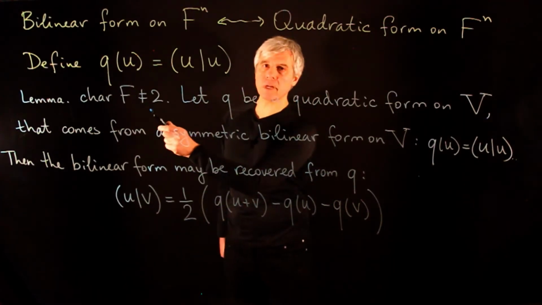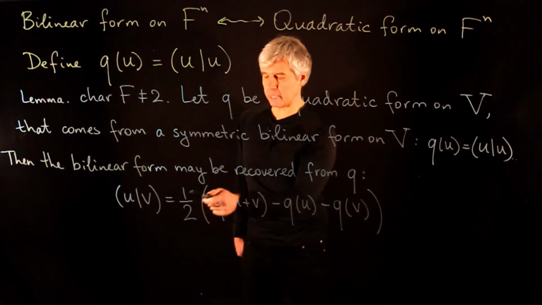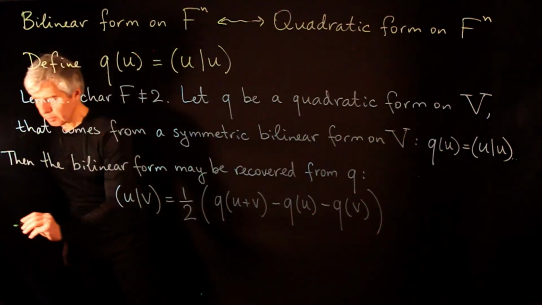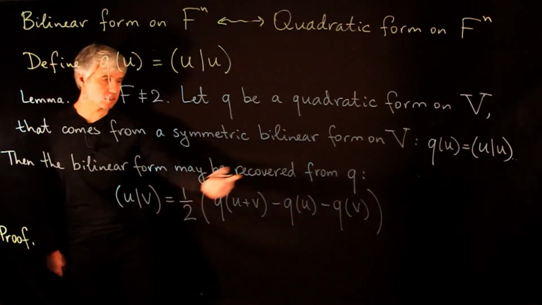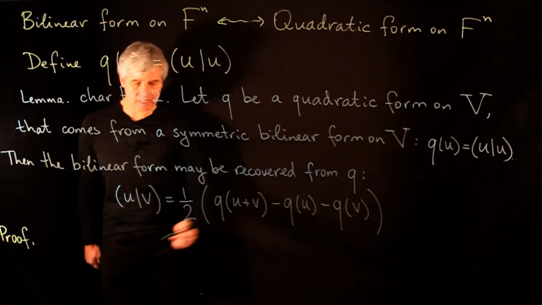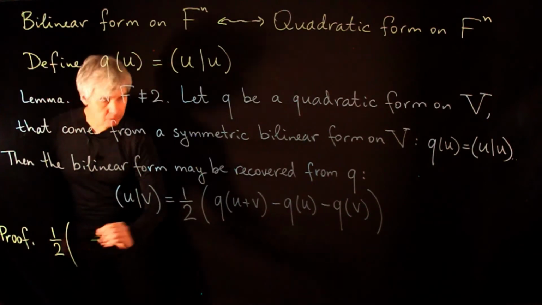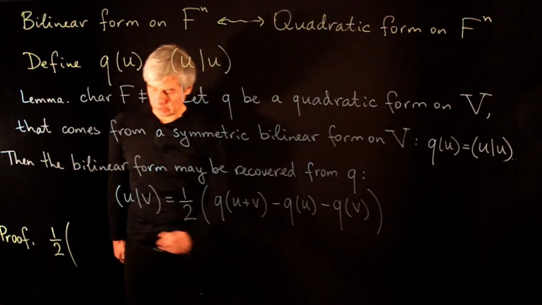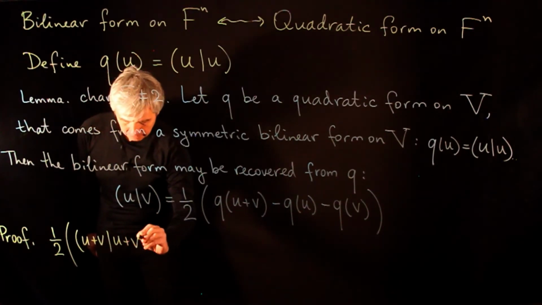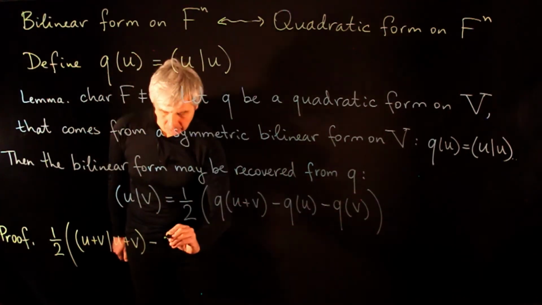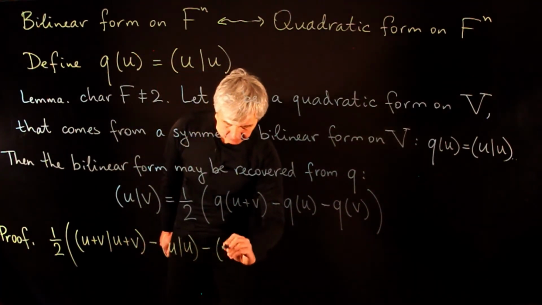We impose the restriction that the characteristic of the field is different from 2 because we need to divide by 2 in this formula. The proof of this lemma is a direct verification. So let us evaluate the right-hand side. So here we have 1/2 and Q of u plus v is the bilinear form of u plus v with u plus v, minus the bilinear form (u, u), and minus the bilinear form (v, v).